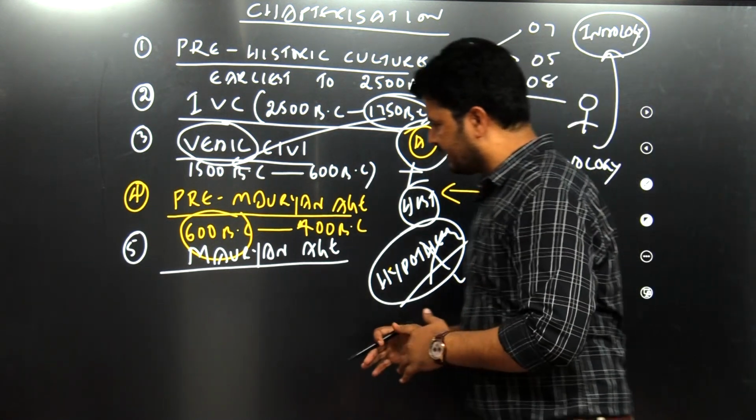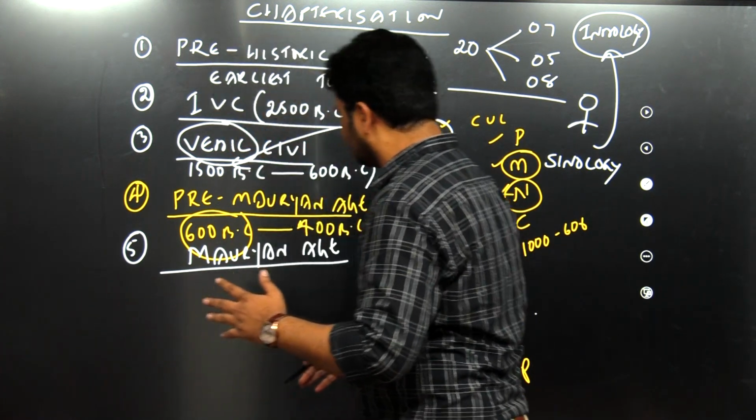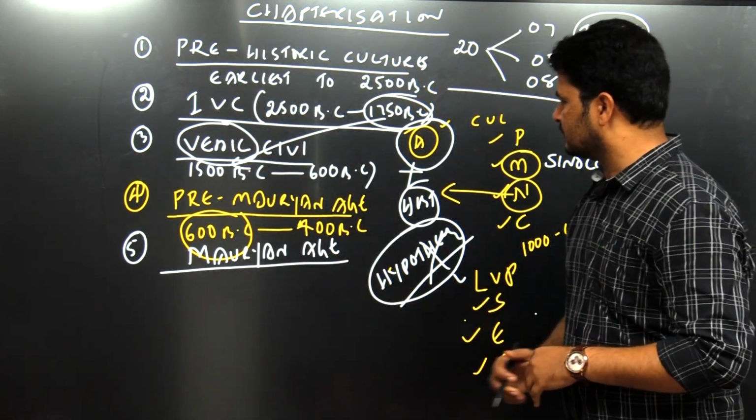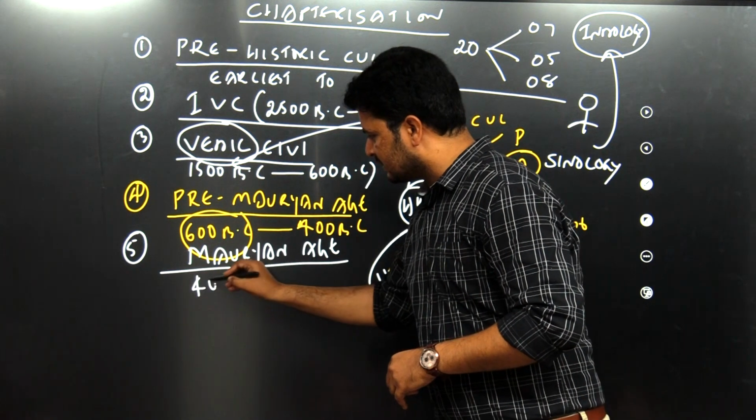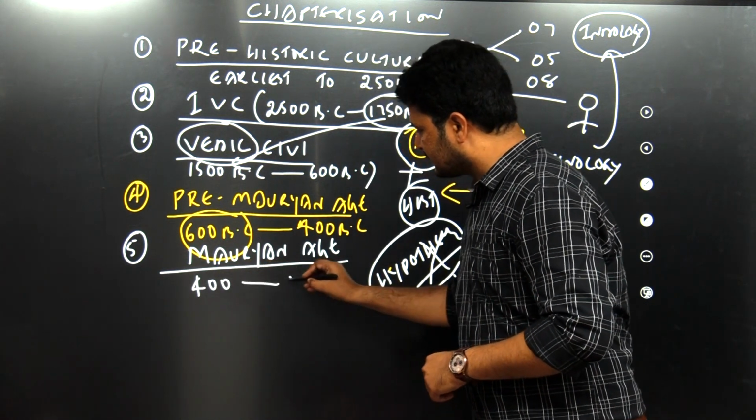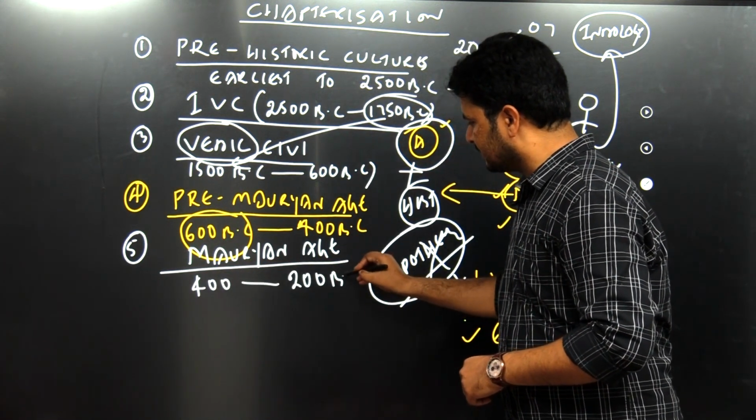Right, keeping the biryani aside, after 7:30 you can think of the Mauryan age now, please. As far as the Mauryan age is concerned, that is 400 BC to 200 BC.